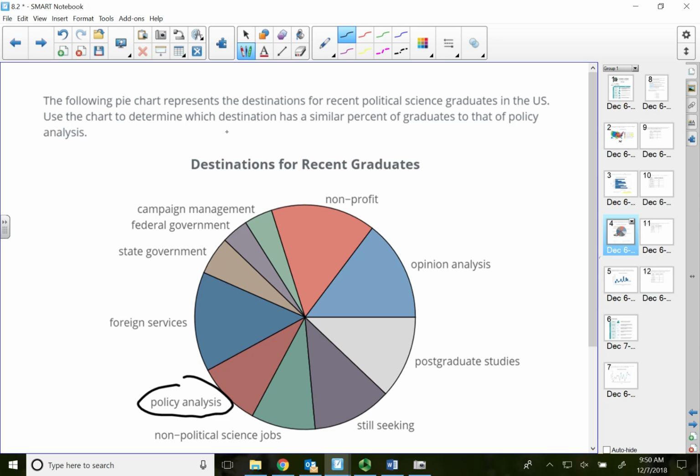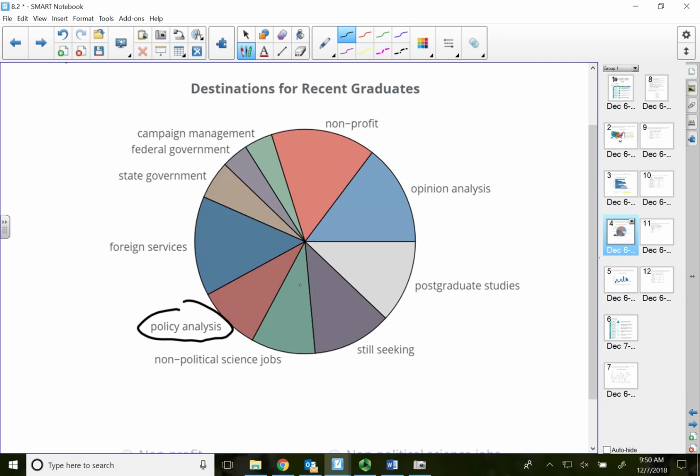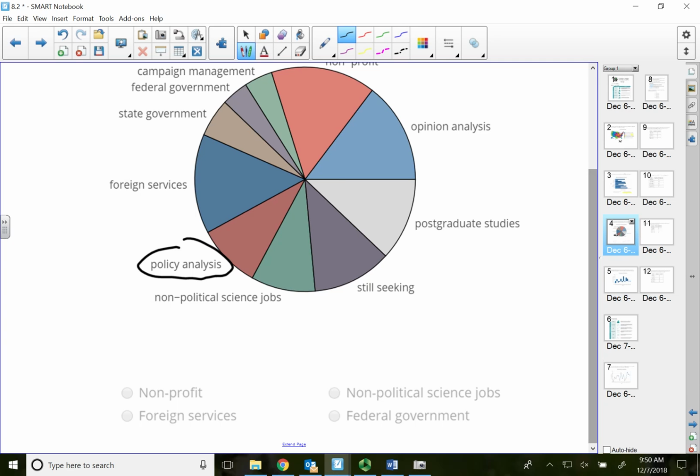Use the chart to determine which destination has a similar percent. I don't see any percentages here, so I just have to look at this chart and determine which one is similar to it. To me, it seems that non-political science jobs is very similar. So that would be my answer. There's only one choice here. Non-political science jobs covers the same area of the pie chart as policy analysis.